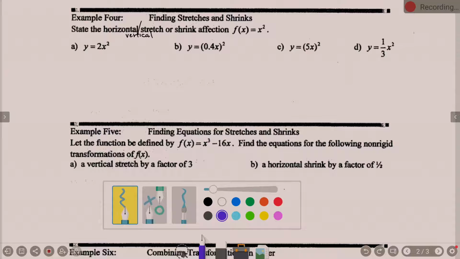I agree with vertical. Why do I agree with vertical? Because it's in front of the x, you're multiplying it. Yeah. This is a number being multiplied by the quantity x squared. It's not in with the x. It's a constant being multiplied by the quantity x squared. So this goes back to what we've done in Algebra 2. This is a vertical stretch by a factor of 2. Nothing fancy here. So I'm just going to write that one down.